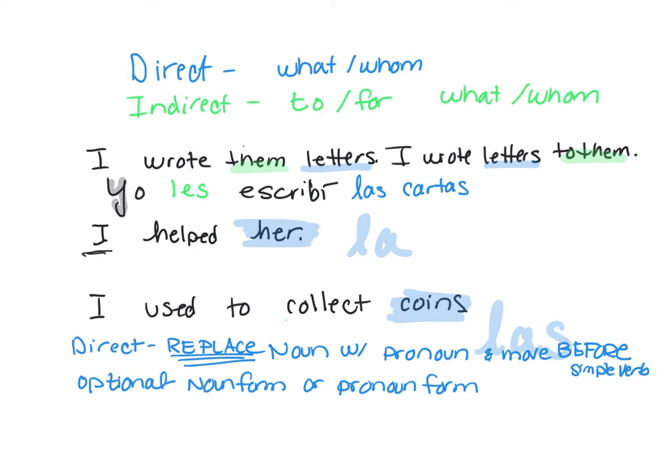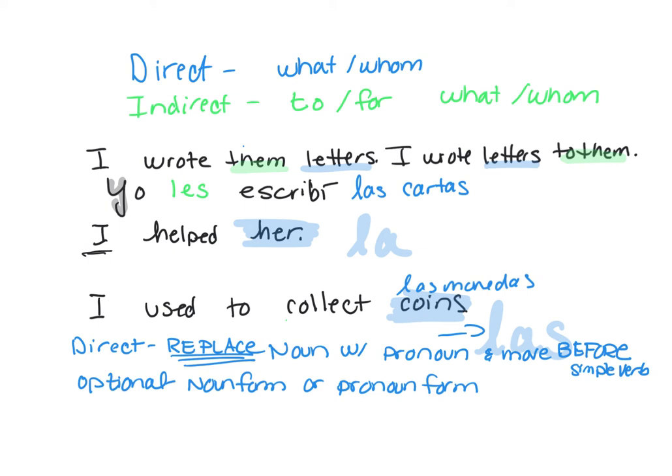All right. So if we were going to take that la and las and put it in a sentence form, here's our direct object rule. You have to replace the noun, okay? So you can use either, on this one, for example, you can use either las monedas or las when you're making the sentence, but not both, okay? If you do decide you're going to replace it, this las is going to come before your verb. A simple verb just means a one-word verb, like used to collect in Spanish is just a simple verb. And then optional, you can use the noun form, las monedas, or you can use the pronoun form.